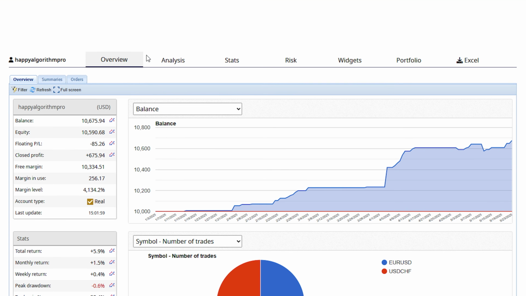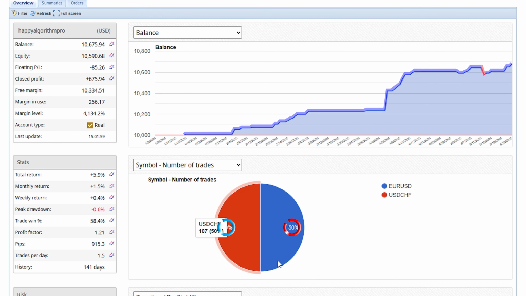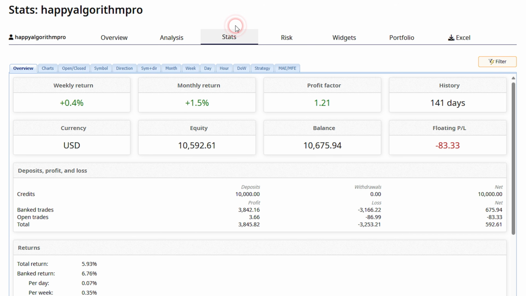Now this is the track record I have so far on this 10k funded account. You can see a very equal exposure obviously between the 2 different currency pairs. Total return of about 6%. If I click on stats, you will see 1.5 monthly return and profit factor of 1.2.